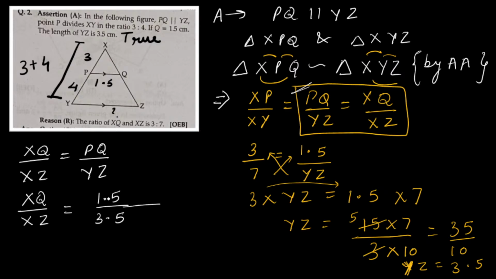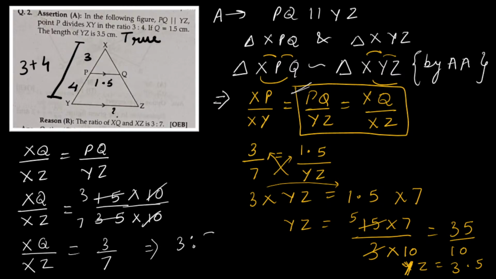If I remove the decimal from the numerator, after the decimal there is 1 digit, so here I write 10. If I remove the decimal from here, at the numerator I have to write 10, because after the decimal there is 1 number. Now 10 and 10 will get cancelled. In the 5 table we can do cancellation: 5 into 3, 5 into 7. So XQ is to XZ is equal to 3 by 7 I am getting. That means the ratio is equal to 3 is to 7.